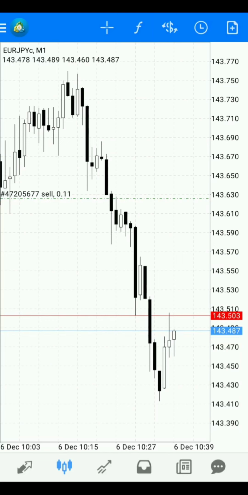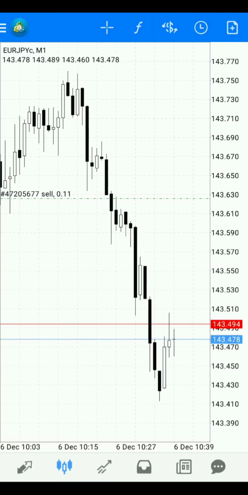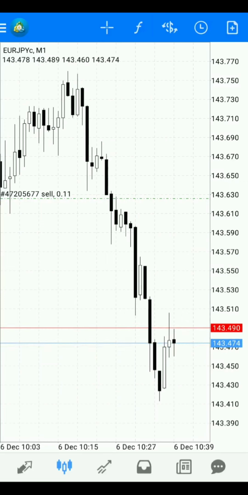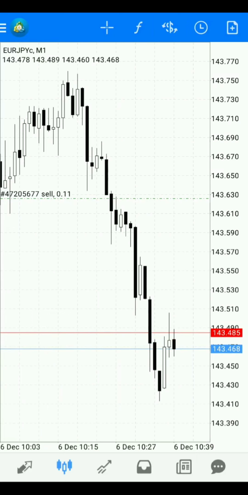So on the 1-minute time frame, you're going to see a structure something like this. We want to wait for a change of character. Now, there could be a bullish or a bearish candle right here.